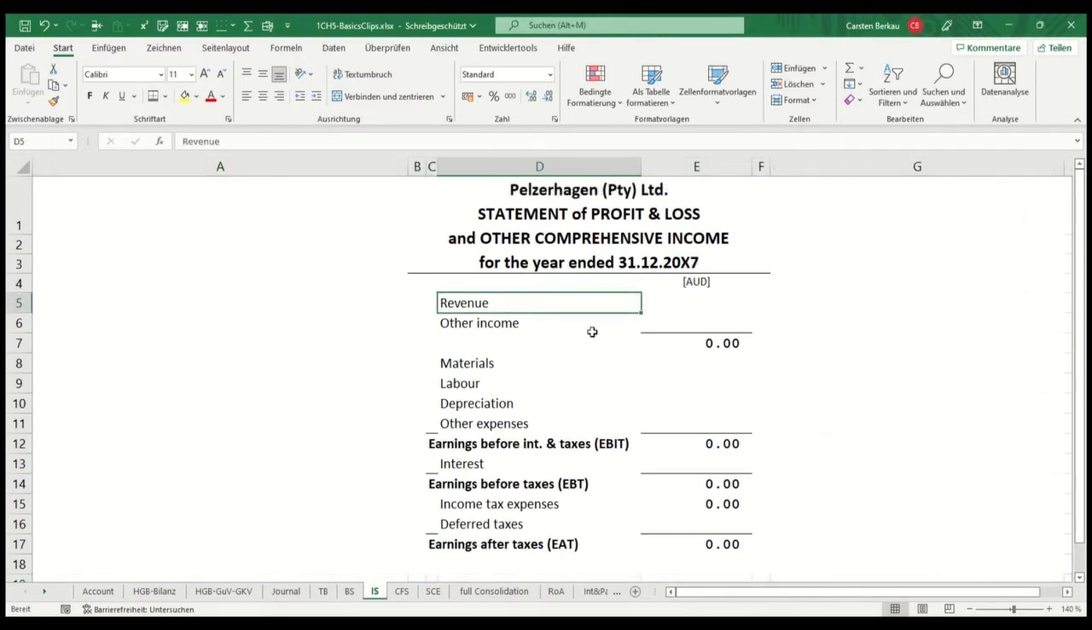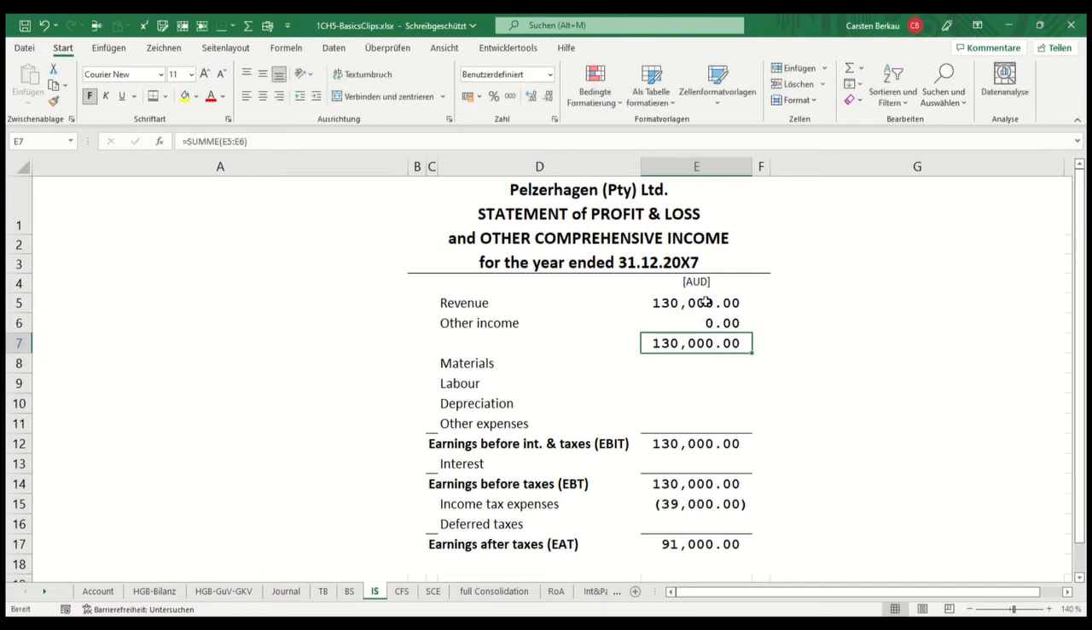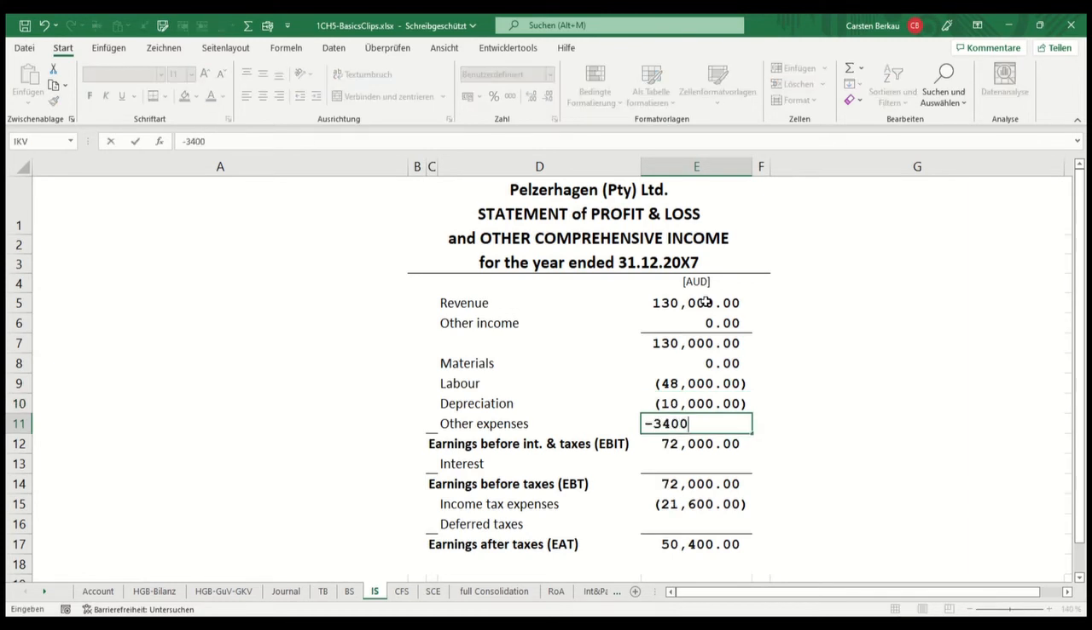Next, we prepare an income statement for PELZERHAGEN Proprietary Limited for the year 2007. The reporting currency is the Australian dollar. We enter the values for the revenue, which is $130,000. There is no further income. We don't have any materials. We record labor to the extent of $48,000. We got depreciation $10,000, and other expenses is here for rent. It is $3,400. Now the income statement template calculates everything already, so we don't have to make any further entry.